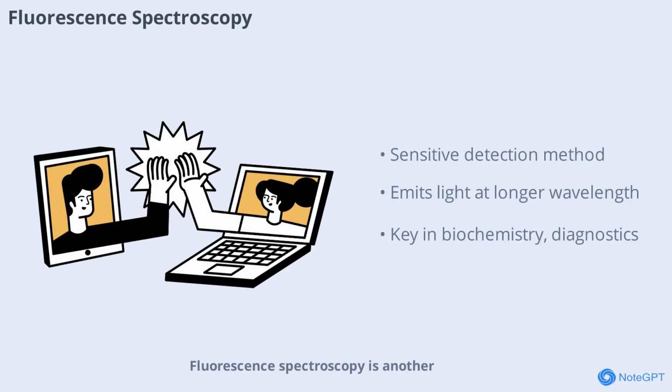Fluorescence spectroscopy is another important branch of electronic spectroscopy. Here, a sample absorbs light and then emits it at a longer wavelength. This technique is extremely sensitive and is used to detect trace amounts of substances, study biological molecules, and monitor chemical reactions. Fluorescence spectroscopy has revolutionized fields like biochemistry and medical diagnostics.